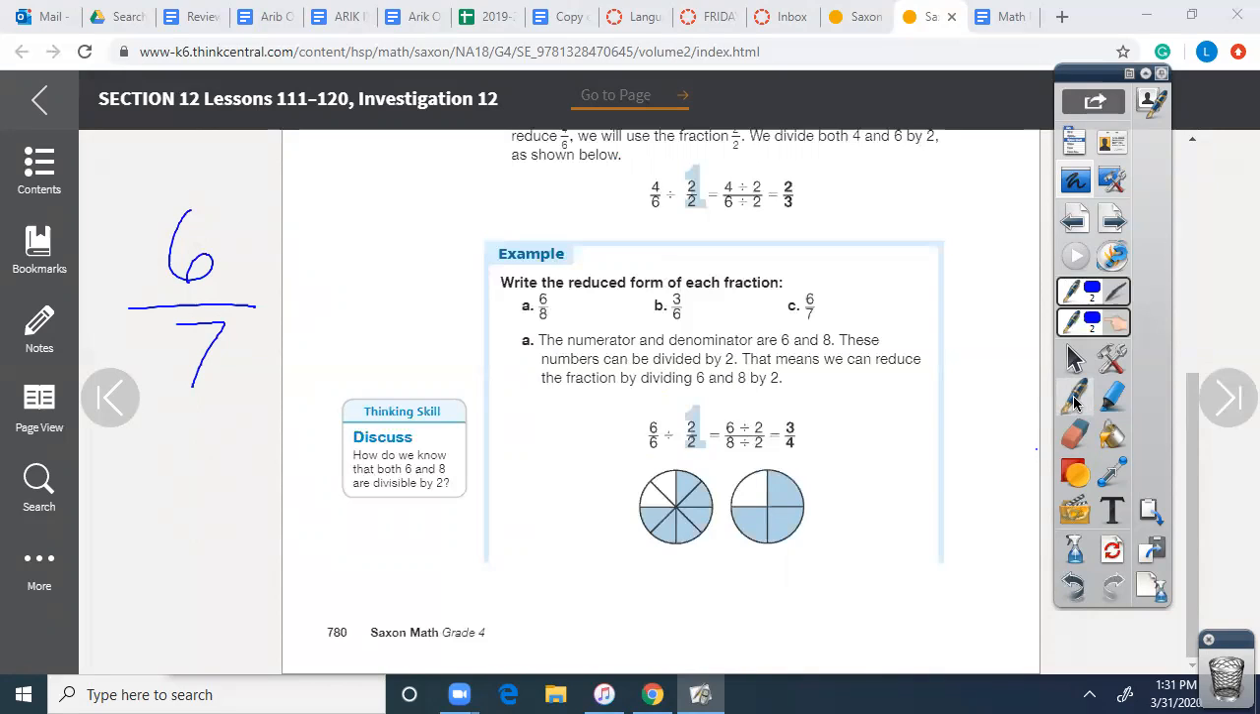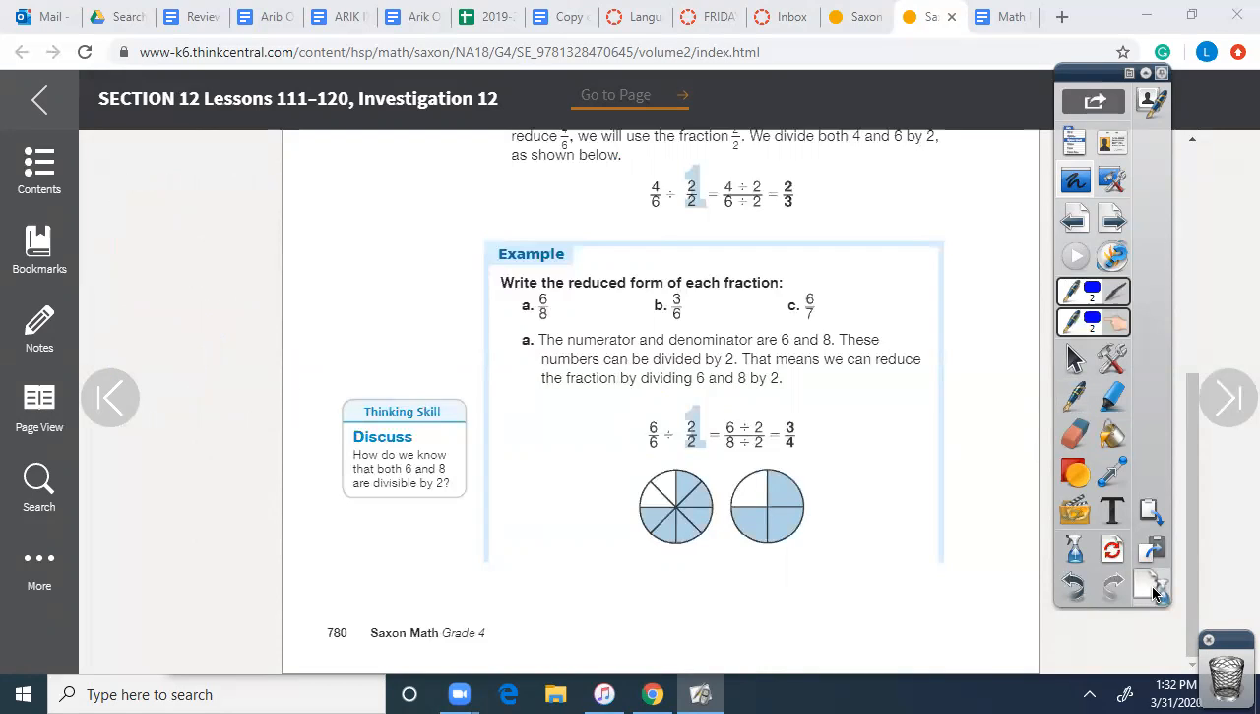So this example, C, is actually already reduced. This is as simplified as it can get. So that is just your answer: 6/7. Okay? If you cannot divide it by anything, then that's what your answer is. 6/7. You can't divide 6 and 7 by the same number. So you're not going to be able to simplify or reduce that fraction anymore. Okay?